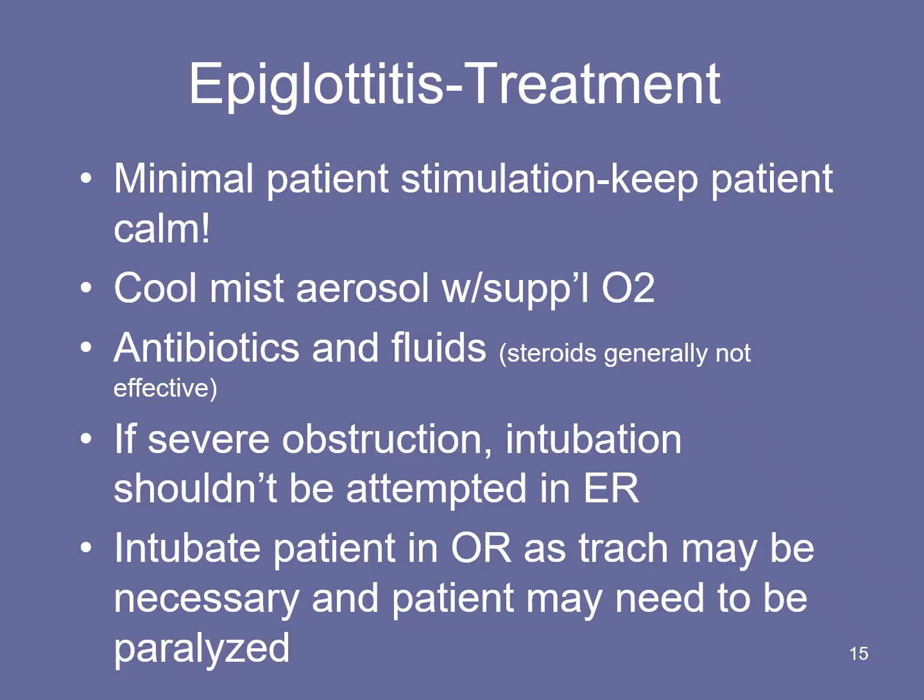If severe obstruction, intubation should not be attempted by an inexperienced practitioner or in the ER. If it's absolutely necessary and it must be done in the ER, it's a good idea to also have a trach cut down kit there as well. But where possible, the patient should be intubated in the OR, as a trach may be necessary. The patient also may need a rapid sequence intubation with sedation and paralytics.